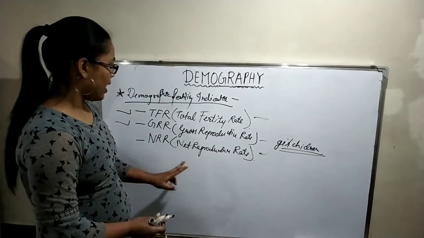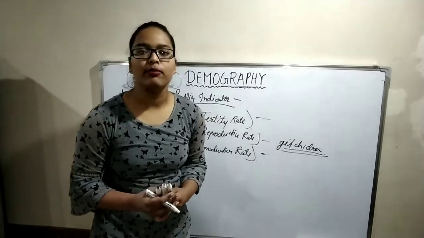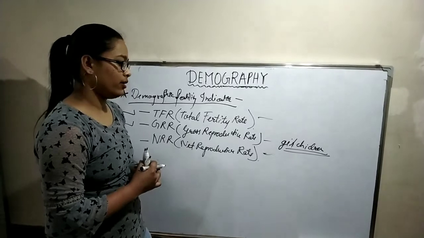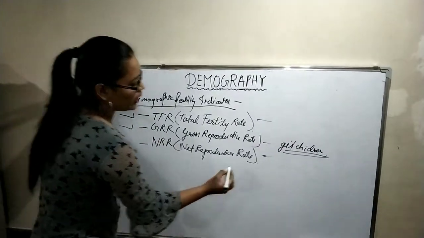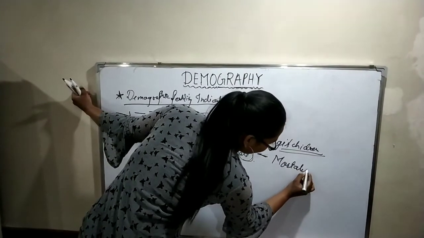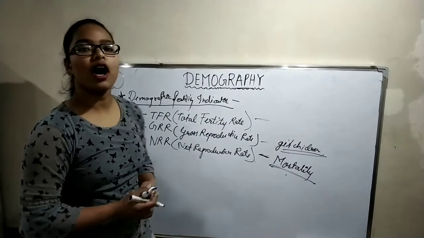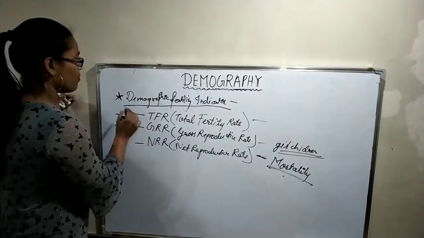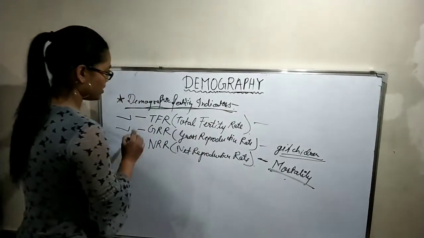Now next the NRR, net reproduction rate. It is same as GRR, that is total number of girl children born to a woman in her entire reproductive age. But how is it different from GRR? In this, mortality is taken into account, means how many girl child are alive. So this was about the demographic fertility indicators. These are the main three indicators.